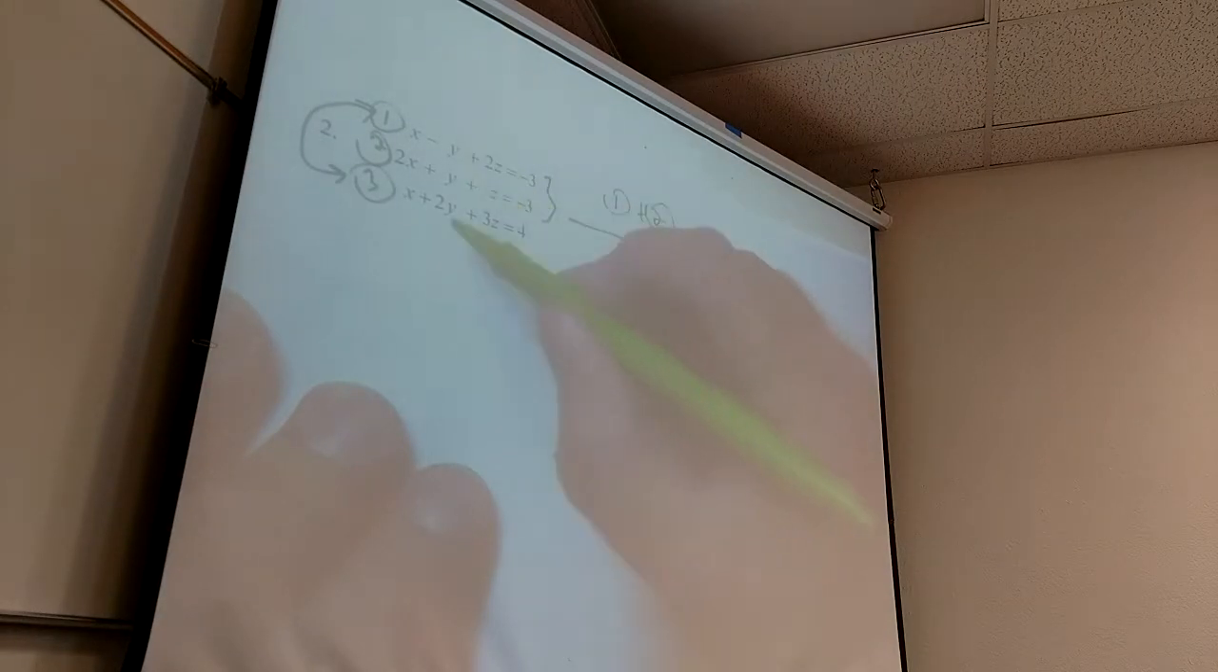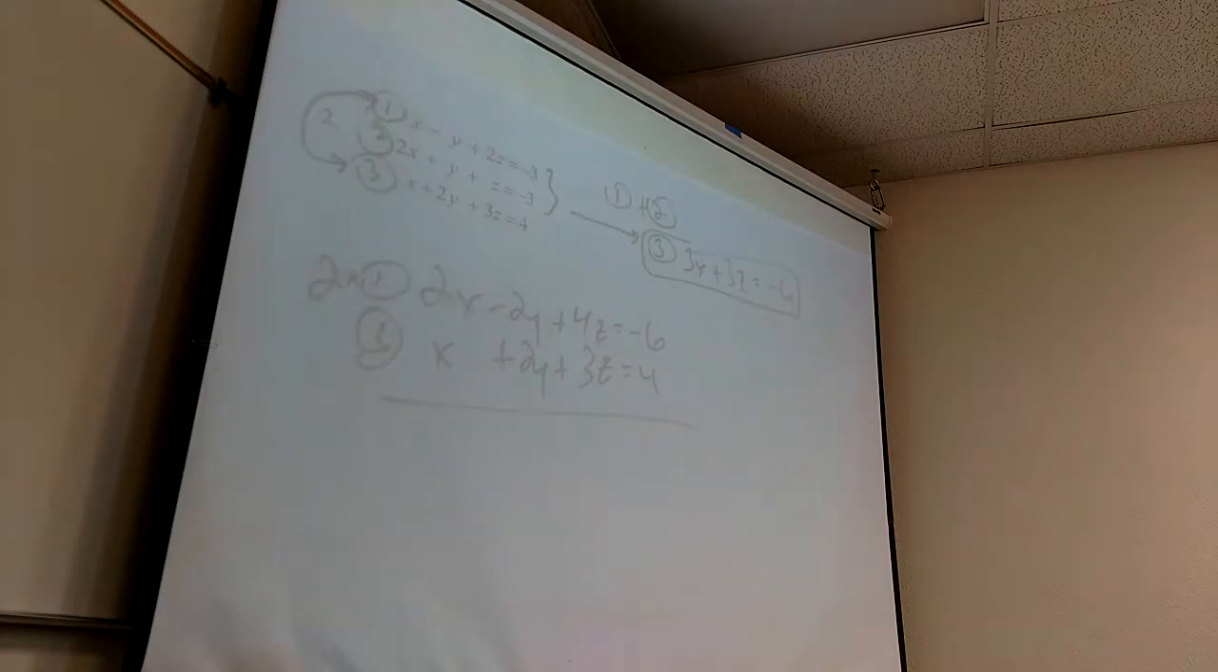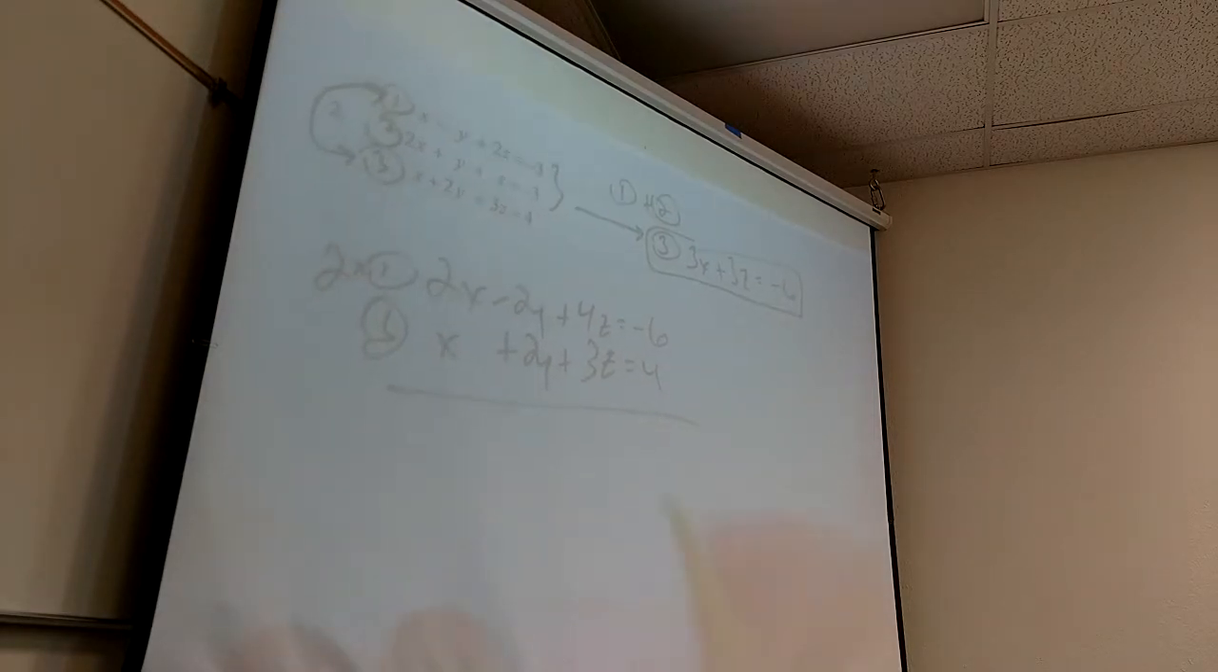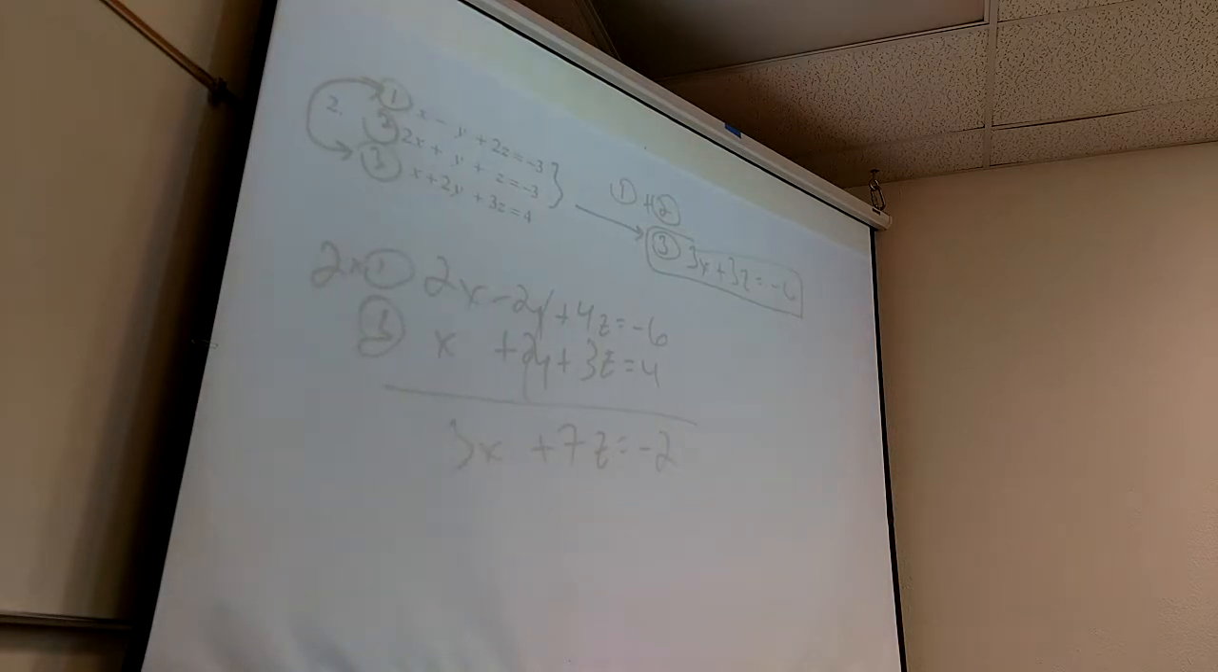Okay. So if you use these two, it makes the most sense because their y pieces are already different signs. So if I take twice number 1, I'll get 2x minus 2y plus 4z equals negative 6. Is that cool? Yep. And if I write down below that number 3, x plus 2y plus 3z equals 4. Now I can kill y again. So now I get 3x plus 7z equals negative 2. This is a lot like the first one.